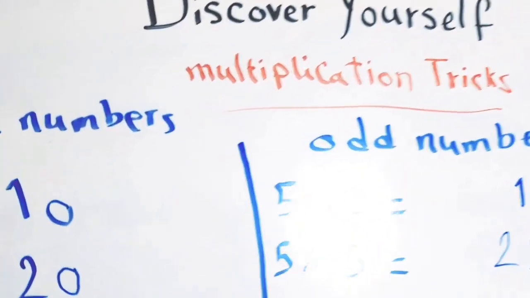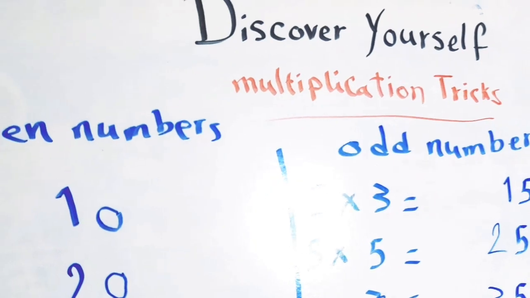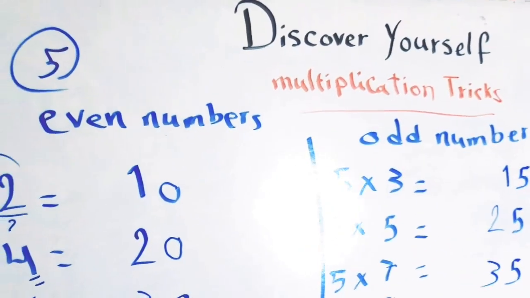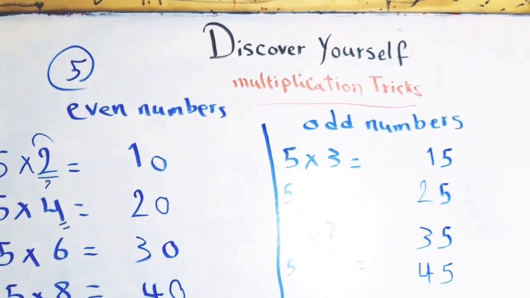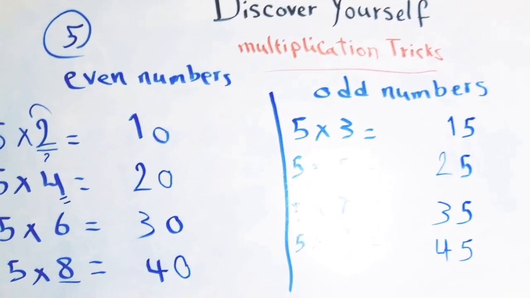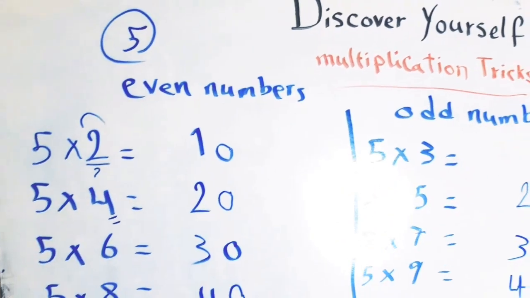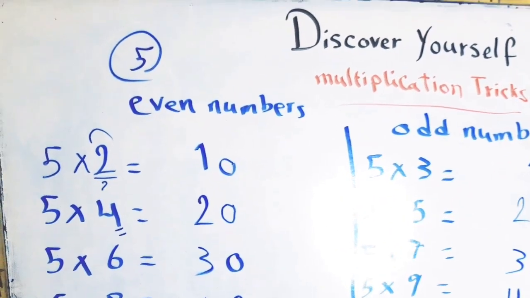This is the multiplication trick related to multiplying any number by 5. Let's take another trick in connection with another number.